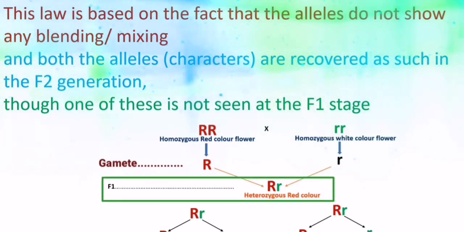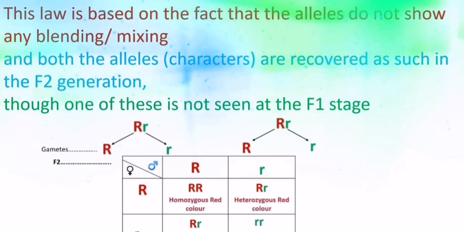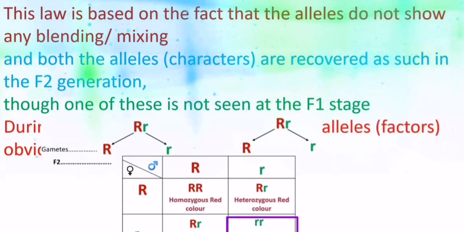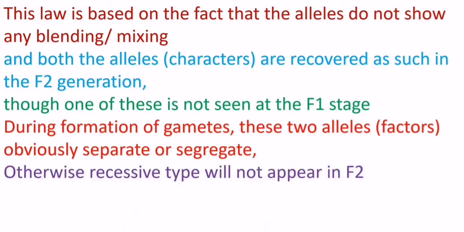As in the F1 stage, you have seen the plant producing red color flower, not white color flower. So the white color flower was not seen in the F1 stage, but it was seen in the F2 stage. So during formation of gametes, these two alleles, factors, obviously separate or segregate. Otherwise, the recessive type will not appear in the F2 generation.